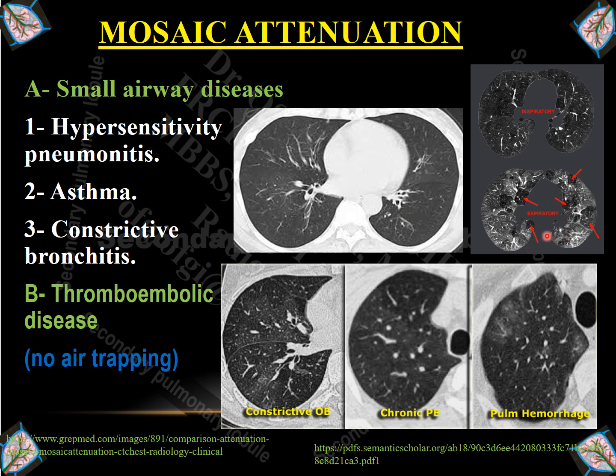By expiratory film. If we do an expiratory film and show increased areas of low attenuation, it's called air trapping. And this occurs only with terminal airway obstruction or diseases like constrictive obliterative bronchiolitis, asthma, hypersensitivity pneumonitis, and so on. However, if this finding is not present, it represents thromboembolic disease, like these mosaic attenuations of chronic pulmonary embolism.